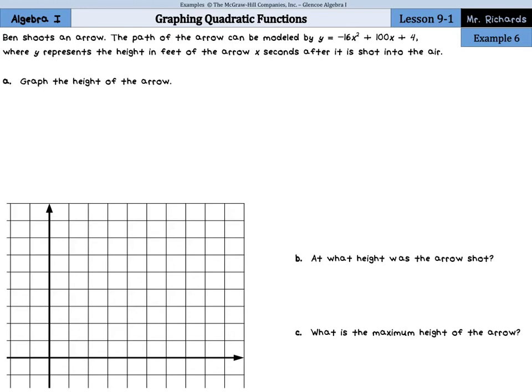So I'm going to rewrite my equation here. y equals negative 16x squared plus 100x plus 4. And if I define my a, b, c, my a is negative 16, the b is 100, and the c is 4. And we're going to follow the same steps we used in example 5 to graph this. And so we'll start off with the axis of symmetry.